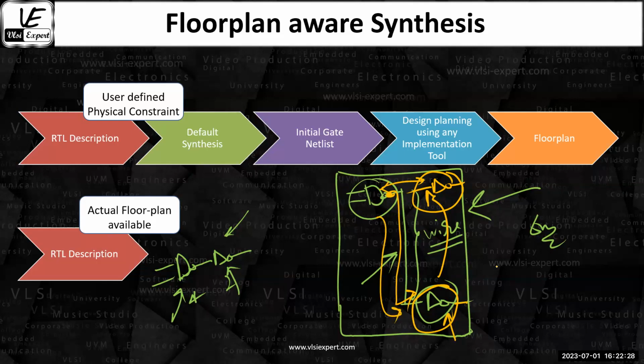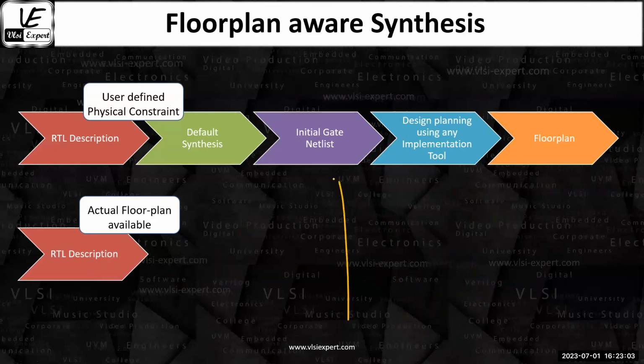Now, who is going to restrict you? Who is going to force you to place this particular inverter at this particular location? That comes from the physical constraint. Maybe there is a physical constraint, and because of that particular physical constraint, you have to place this inverter at this particular location. Maybe. You never know. So the point is physical constraint. Now, let's try to understand what kind of physical constraint I'm talking about.